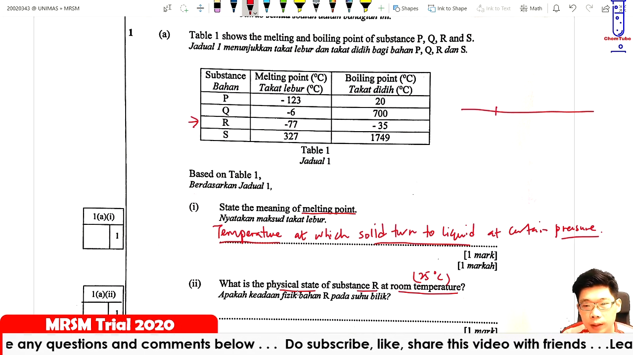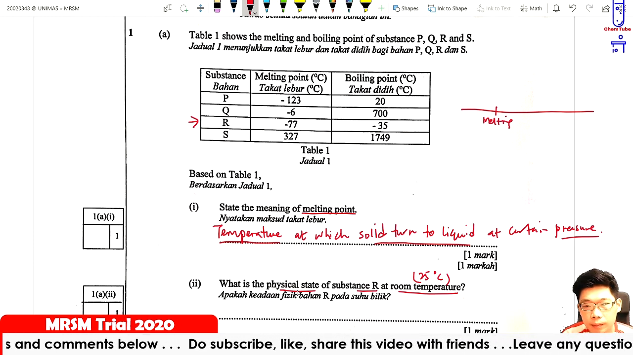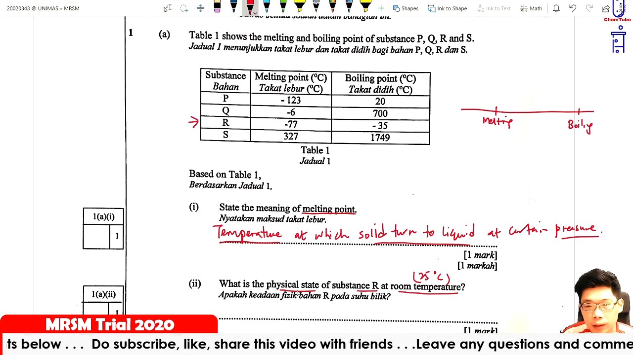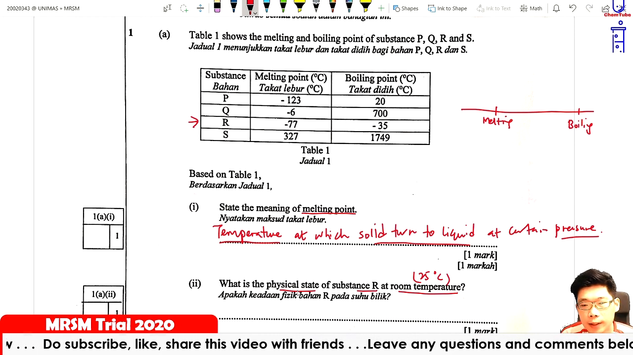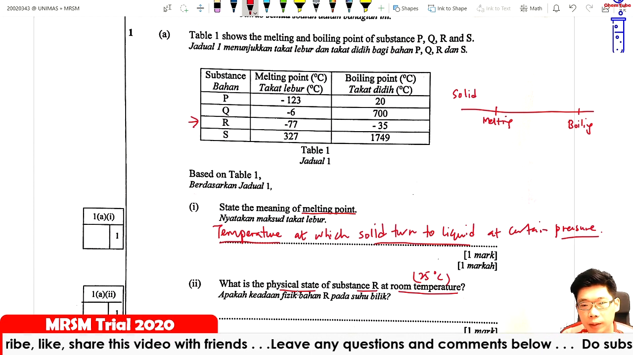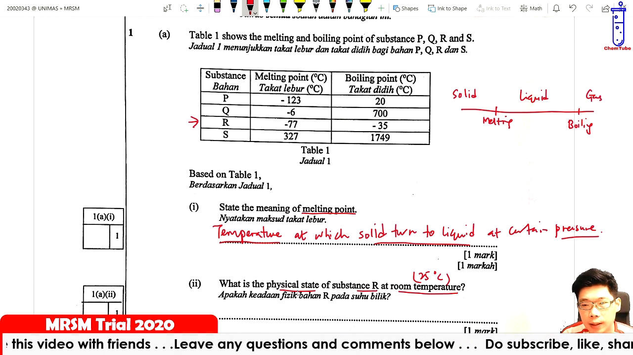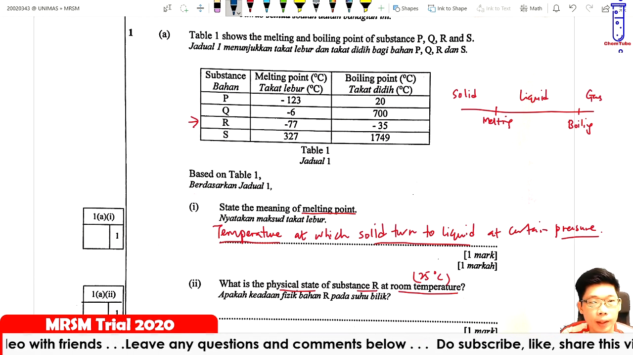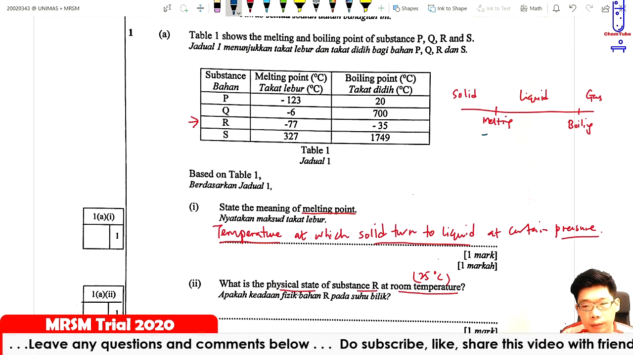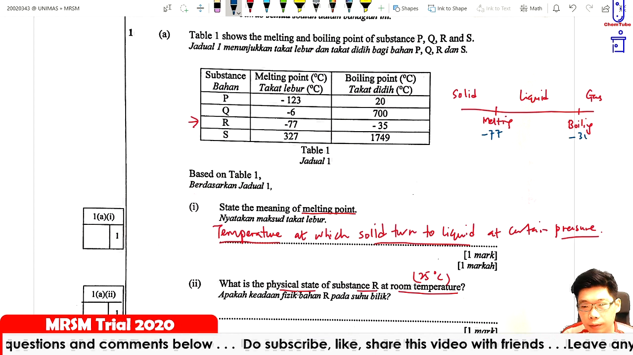So let's say this is the melting point, and another one is the boiling point. Before the melting, the physical state will be solid. After the melting, it becomes a liquid, and after the boiling, it becomes a gas. So we can put in the conditions for R. The melting point is negative 77, the boiling point is negative 35.